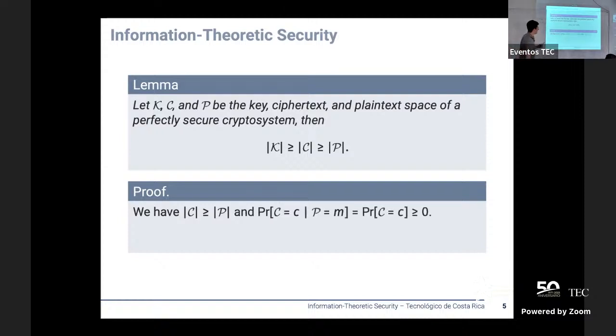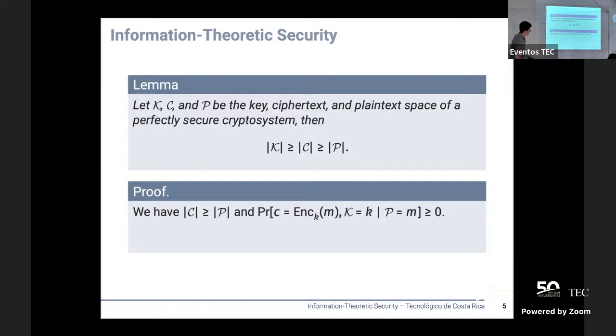So for the next step, we also know that the probability that a ciphertext occurs is always greater than or equal to zero. And this is not the definition of perfect security, but we use this from the previous lemma. So we just wrote, okay, we have this because we just explained, and we have this statement about perfect secrecy.